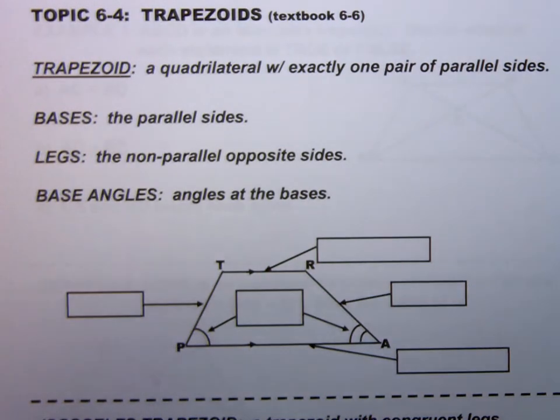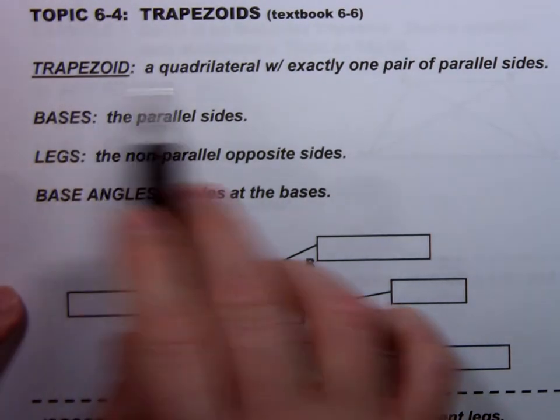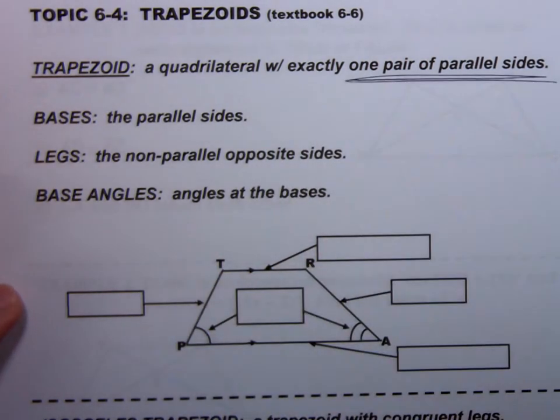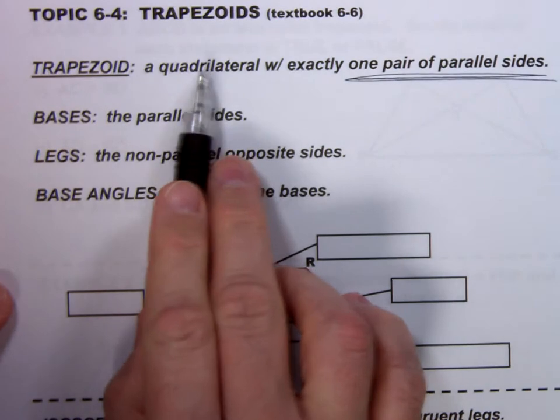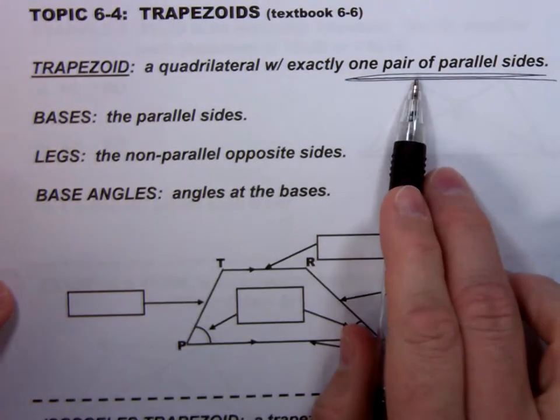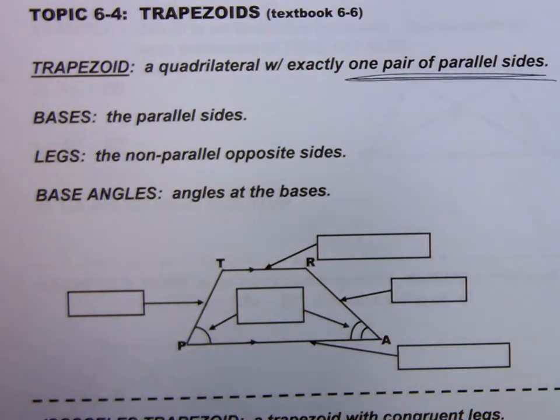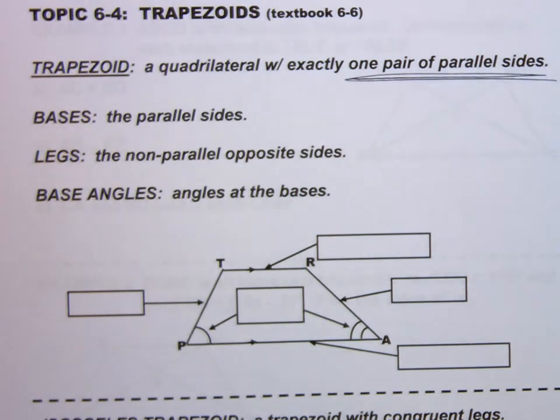Alright, we're going to talk about trapezoids today. A trapezoid is a quadrilateral with exactly one pair of parallel sides. So, it's a four-sided polygon, and it's got one pair of parallel sides. We've been talking a lot lately about parallelograms and different types of parallelograms, rectangles, rhombi, squares, and all of those. In all parallelograms, both pairs of opposite sides are parallel, so you end up with two pairs of parallel sides. Trapezoids only have one pair of parallel sides.